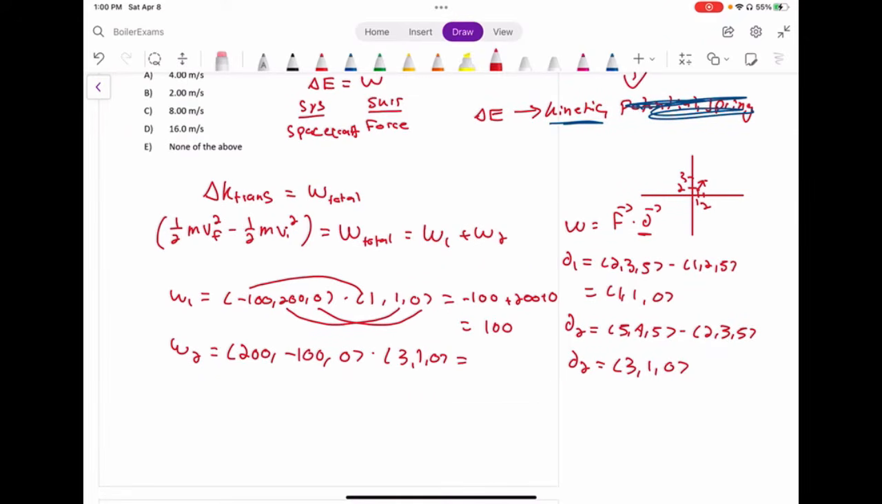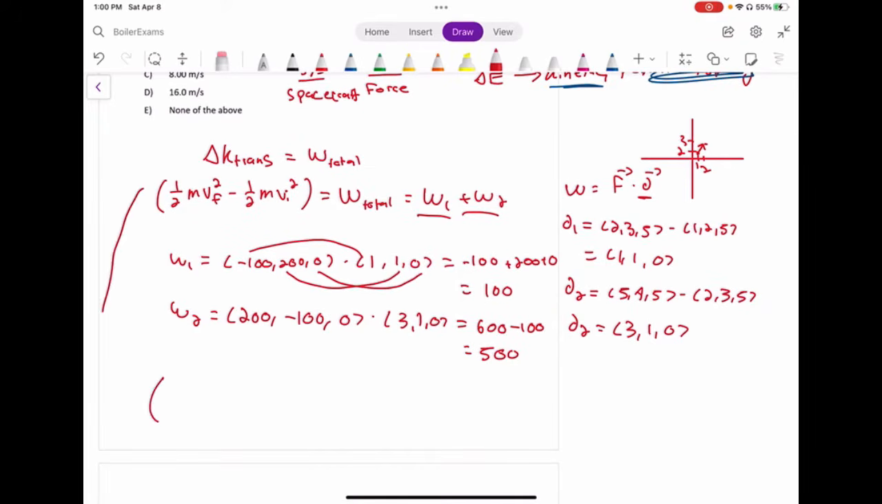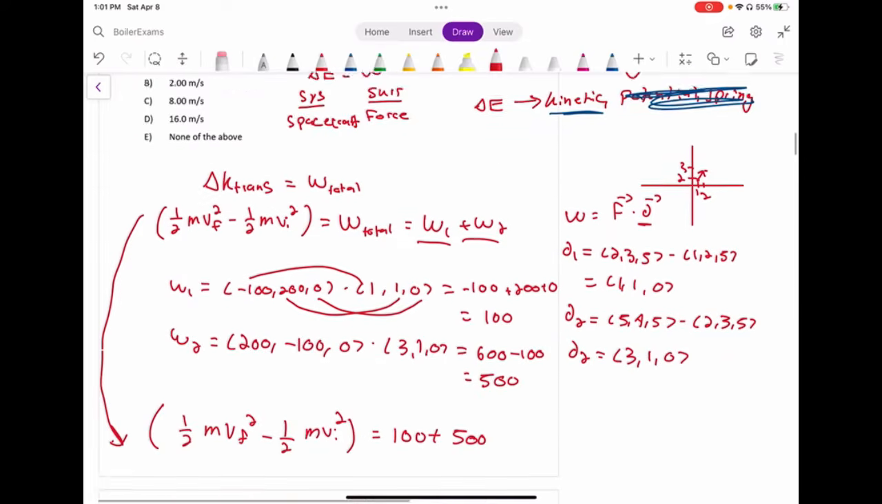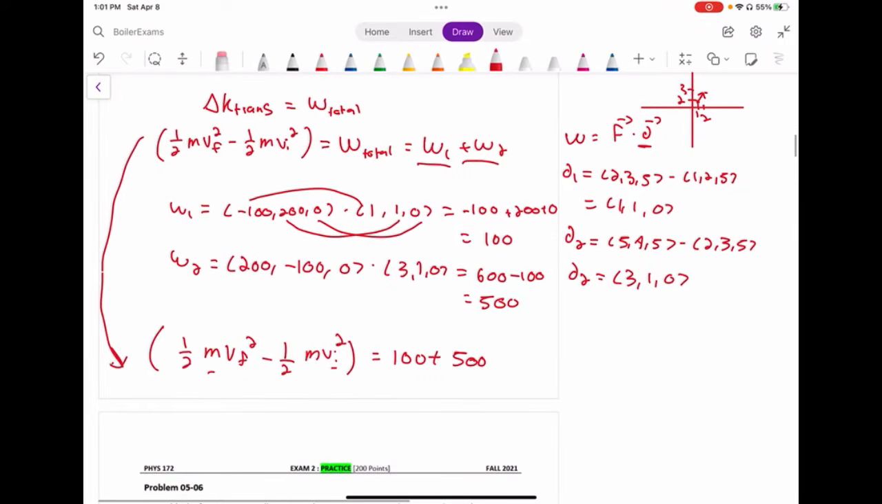This one, 600 minus 100 equals 500. Okay, so now we got work 1 and work 2. I'm going to pull this equation back down now. Half m vf squared minus the initial kinetic energy equals 100 plus 500. Okay. And let's see, what else do we know? We know mass, we know velocity initial. We want to find vf. So let's do that.